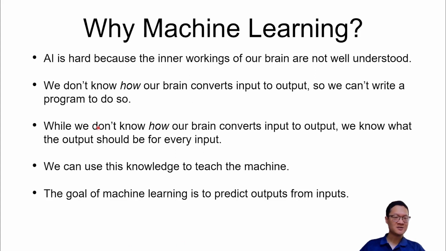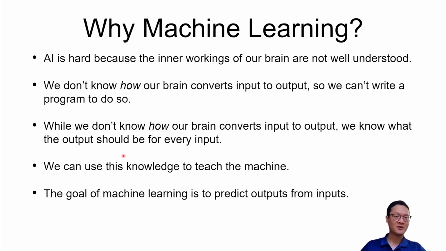Okay, then let's do a high-level view, or a bird's eye view, of the entire course. Starting with the very beginning: why machine learning? AI is hard because the inner workings of our brain are not well understood. Even though we're able to convert input to output correctly, we don't necessarily know how our brain does it. So we can't really write a program to do so.